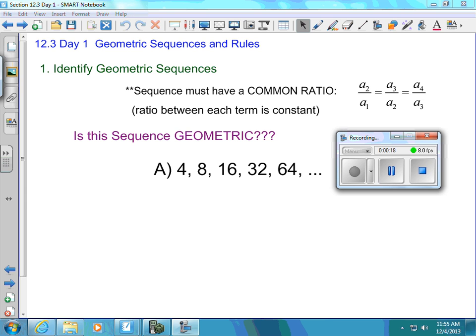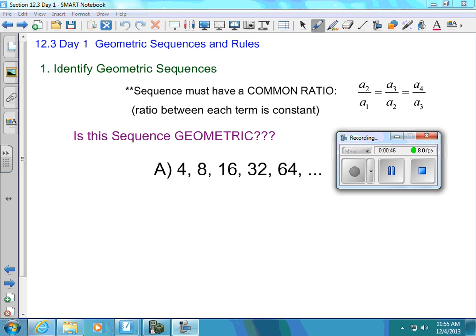So, identifying a geometric sequence. Sequences must have a common ratio for geometric. So, we added the same number over and over again for arithmetic. For geometric, it's common ratio. So each term divided by the previous term gives you the same ratio. So A2 divided by A1 is the same ratio as A3 divided by A2, is A4 divided by A3, etc., etc. So is this sequence geometric?